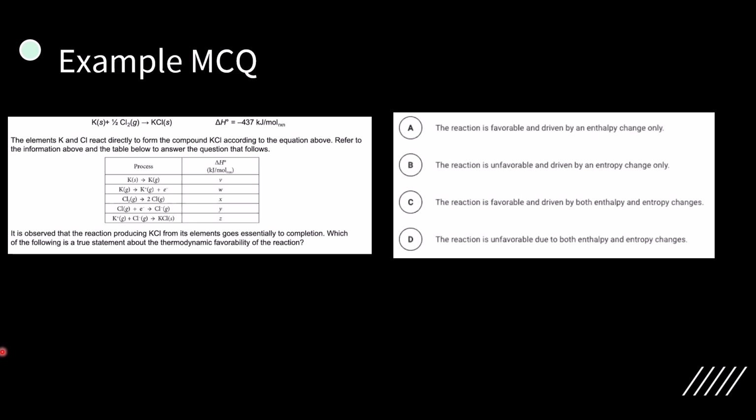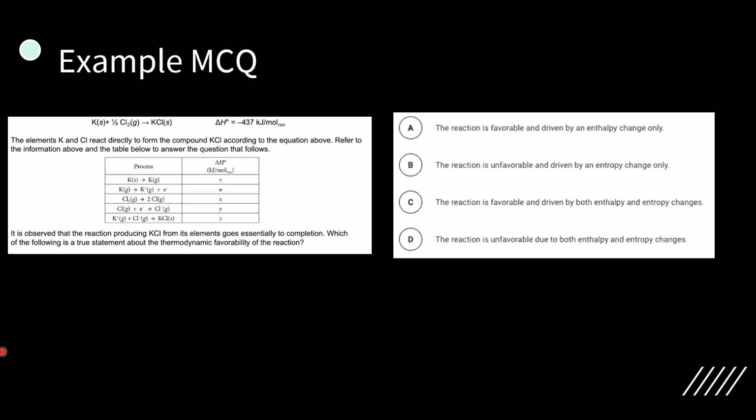Now here is an example multiple choice question. The elements K and Cl react directly to form the compound KCl according to the equation above. Refer to the information above and the table below to answer the questions that follow. It's observed that the reaction producing KCl from its elements goes essentially to completion. Which of the following is a true statement about the thermodynamic favorability of the reaction?